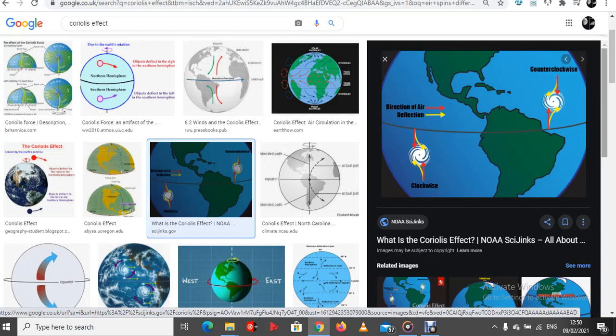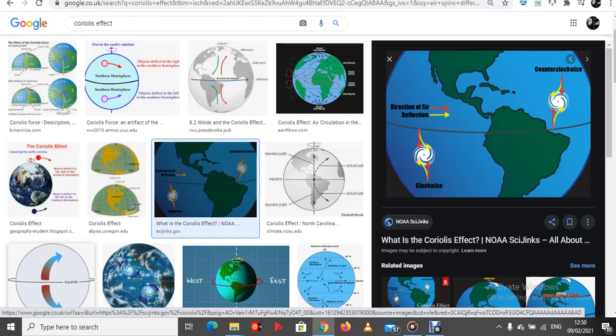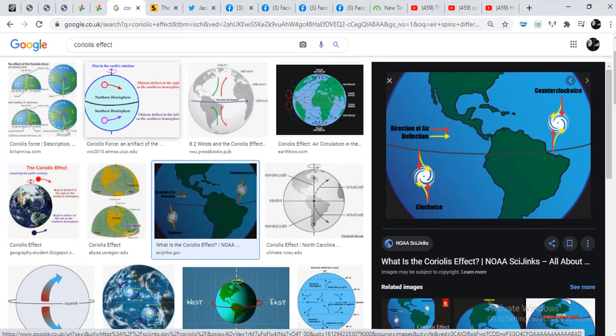I just want to do a video on the Coriolis effect. On the globe, air spins counterclockwise in the northern hemisphere and clockwise in the southern hemisphere. This is due to the Coriolis effect, the way the Earth spins. It shows you here that that's what's happening. You get different directions for the southern and northern hemispheres. Well, you can Google that and have a look.